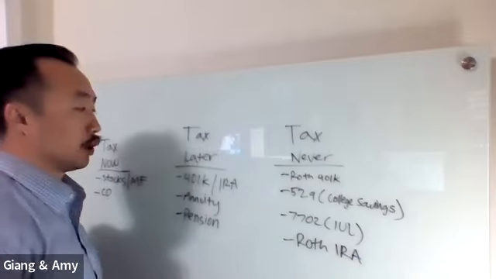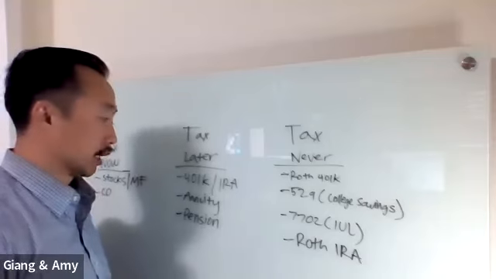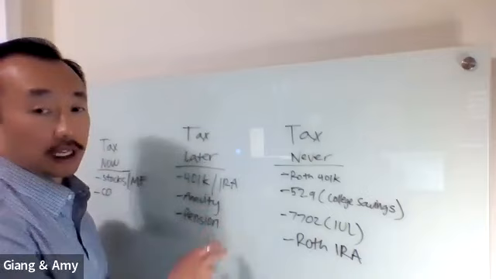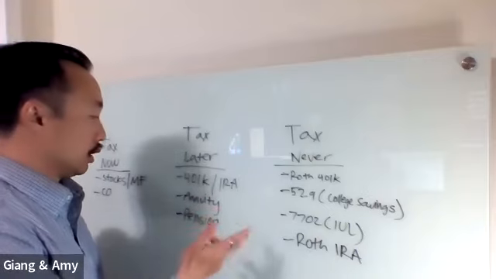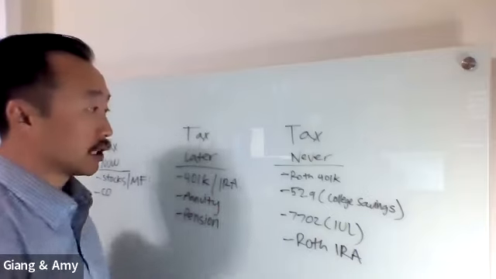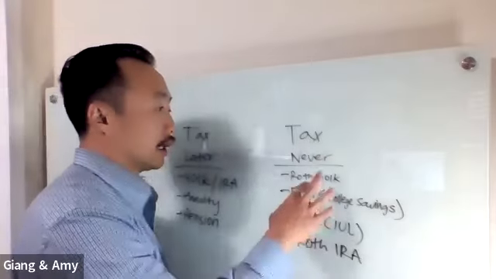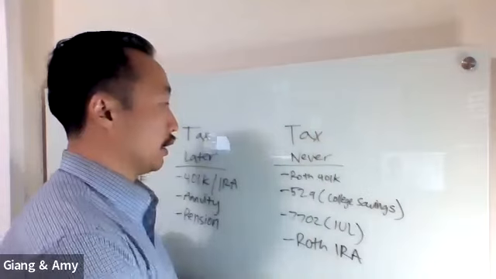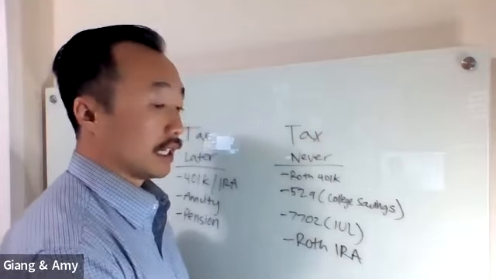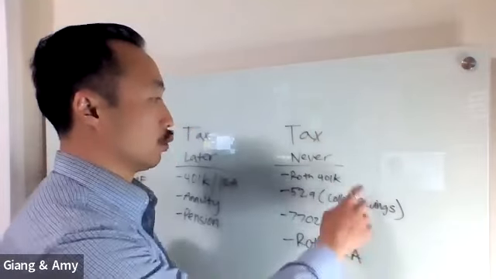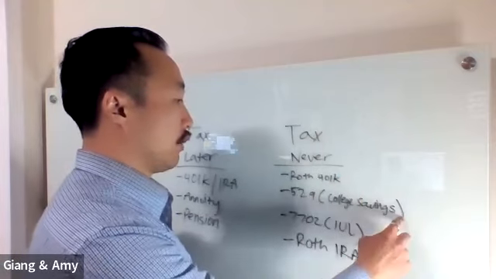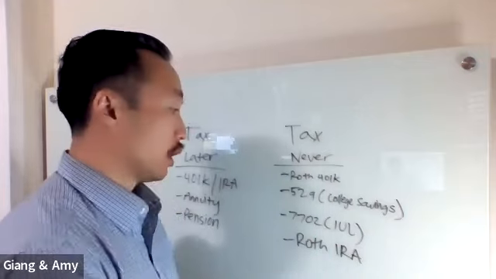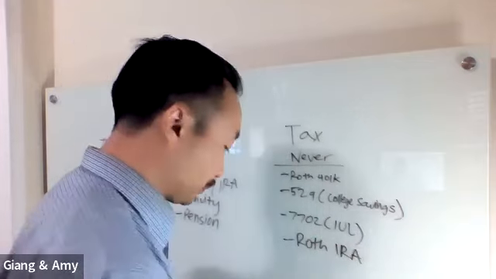And then the next bucket is what we call the tax later bucket. In this bucket we have our 401ks or IRAs, an annuity, and then we also have a pension. And then the third bucket is called the tax never or tax free or the tax advantage. Some of the saving vehicles in this bucket are the Roth 401k, the 529 college savings plan, 7702 IUL, or the Roth IRA.